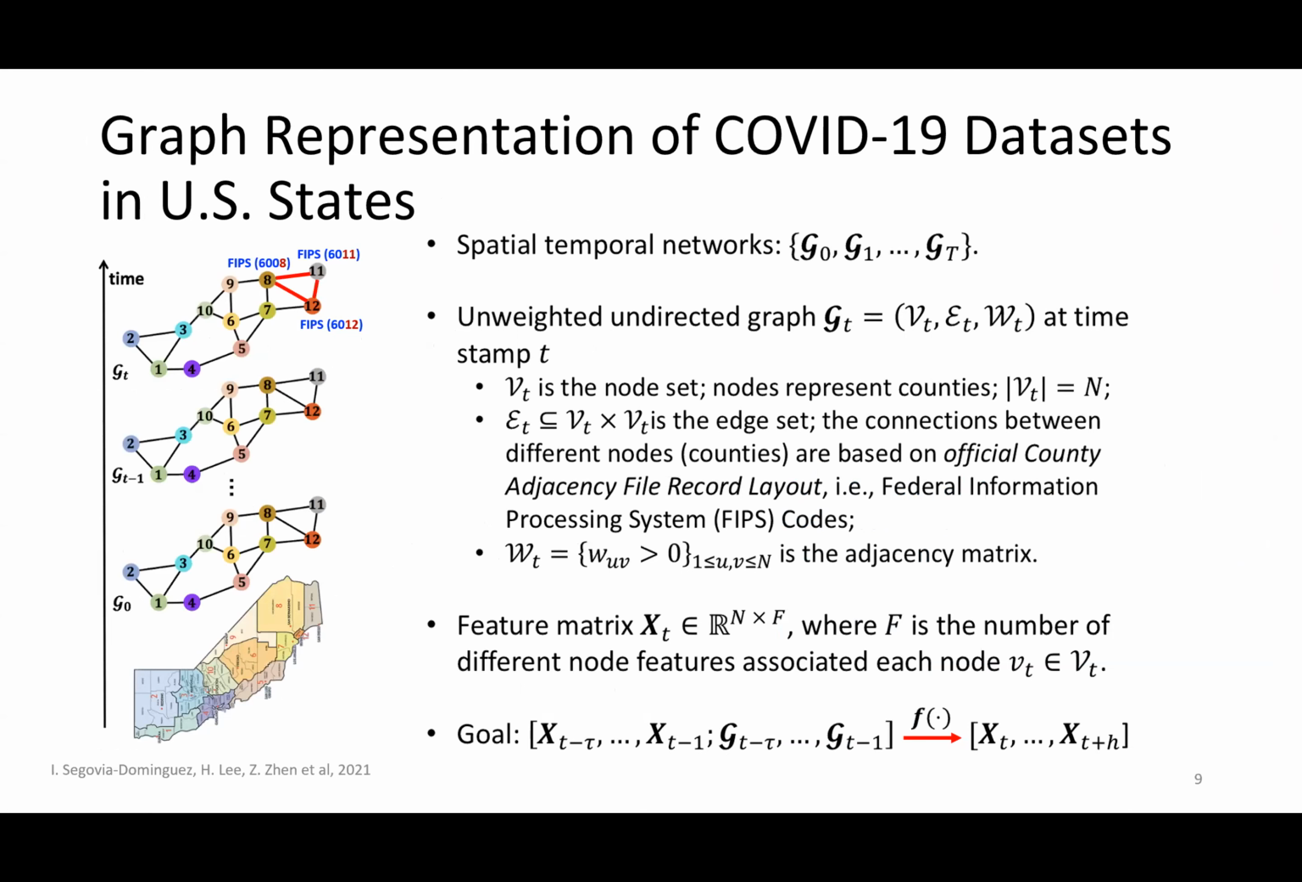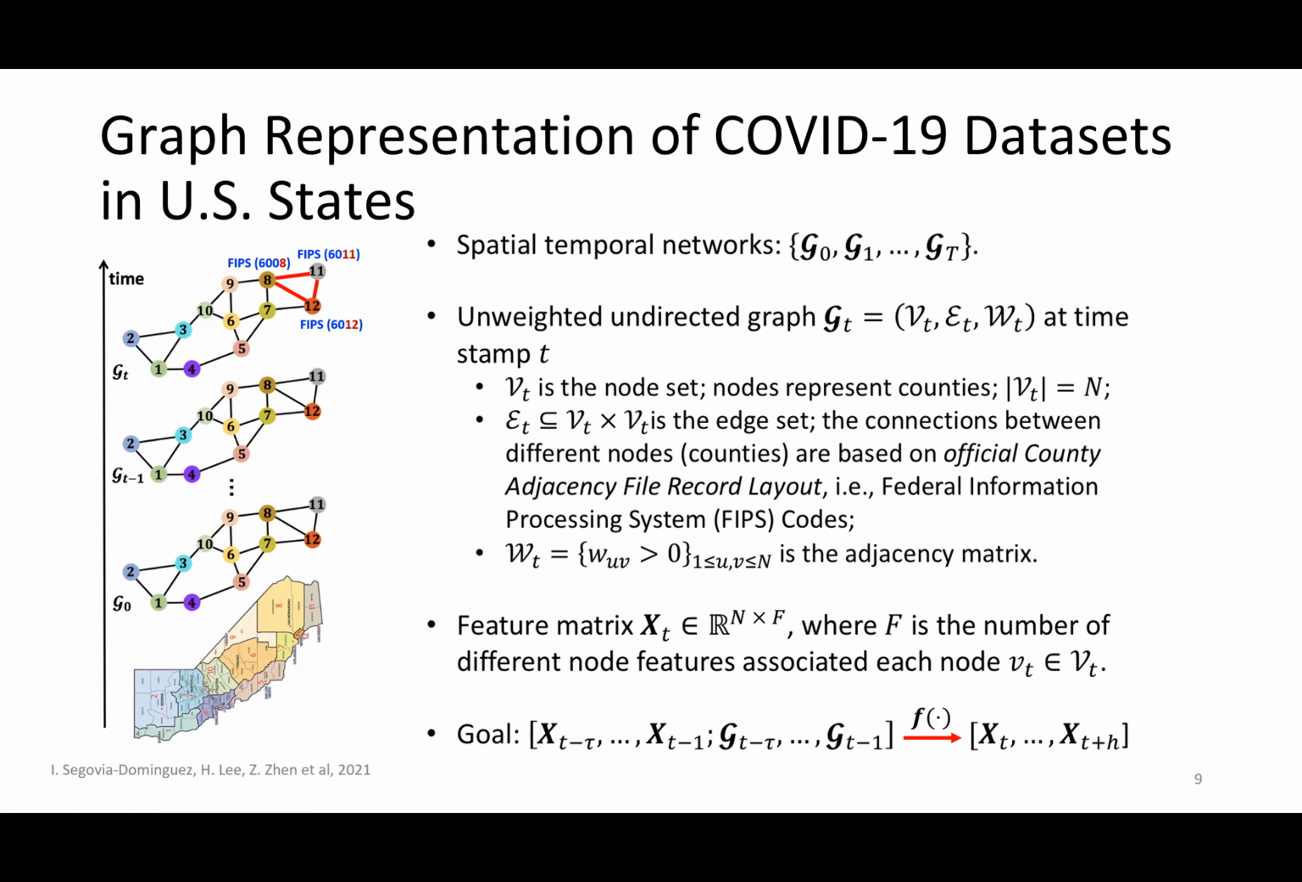So with those COVID data and our environmental variables data, we use a graph representation method of those data sets. Here we aim to construct spatial temporal networks. In the networks, each graph is composed of 3 components: the vertices, the edges, and the adjacency matrix. The vertices are the node sets. Each node represents a county, and the edges represent the connection relationship between those counties. For example, the connections can be based on the official county adjacency file record layout. If 2 counties share a boundary, we say there's a connection linking them.